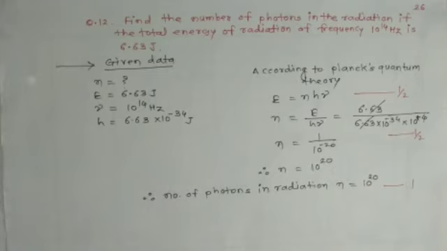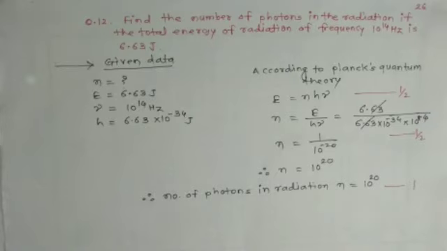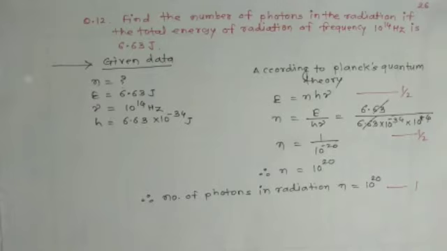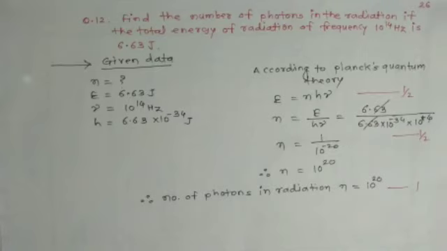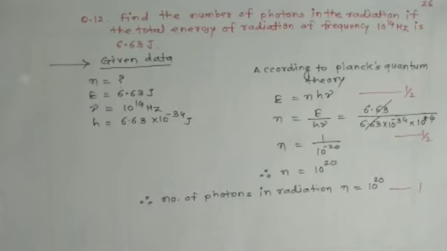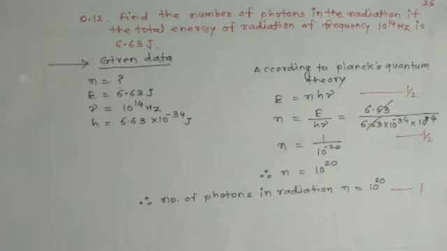We know Planck's constant h, which has value 6.63 into 10 raised to minus 34 Joule second. According to Planck's quantum theory, energy E equal to n h nu. So n equal to E upon h nu. If we substitute the values, n is 10 raised to 20. That is the number of photons in radiation.